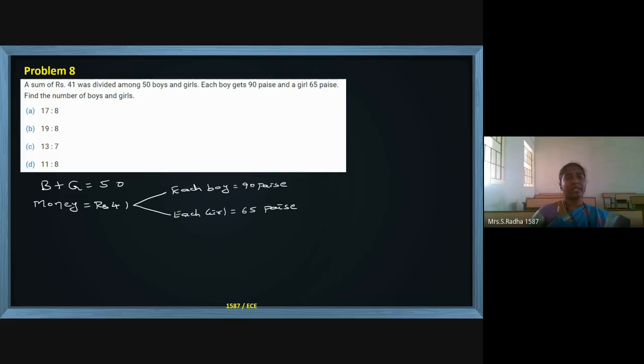Now we have to find how many boys and how many girls are there. What we will do is add these two. What is the sum?